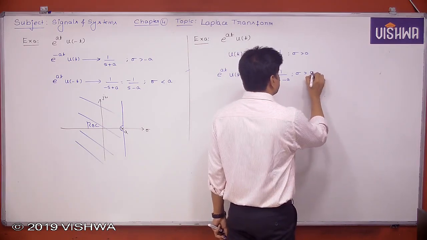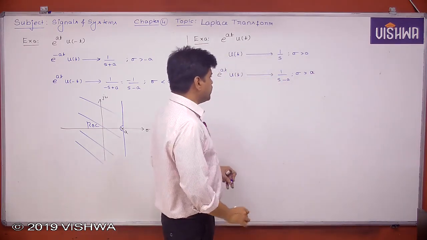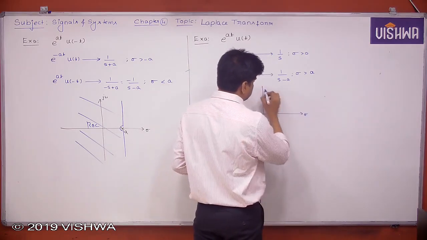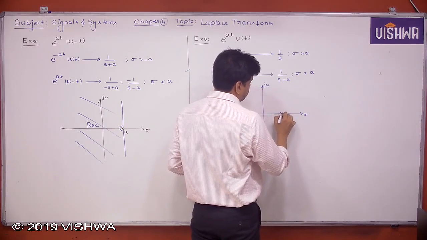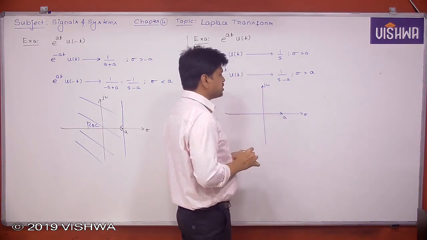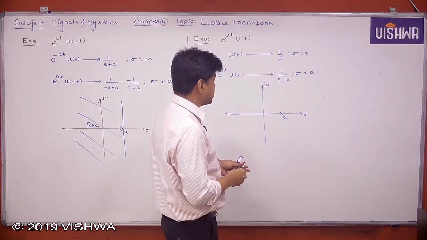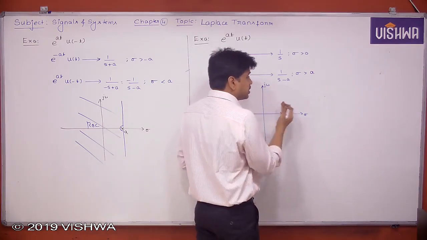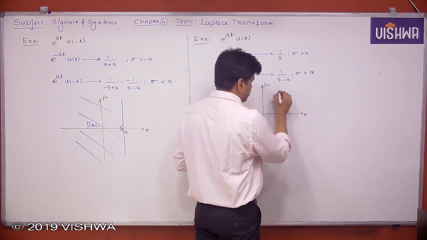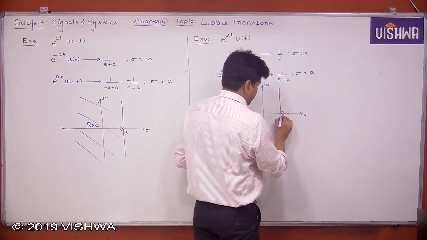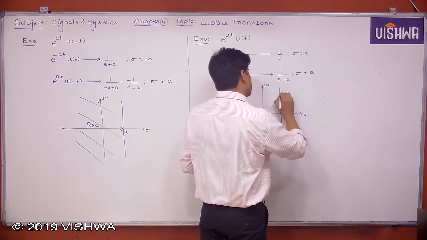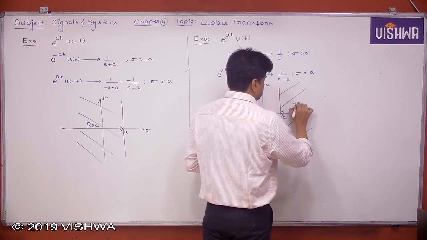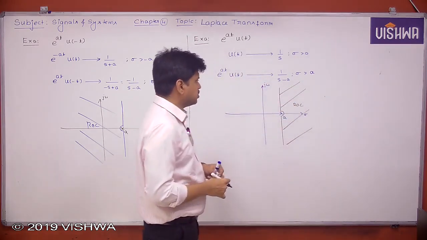Why? What is the pole here? Pole is a. And is it a right-sided signal or left-sided signal? It is a right-sided signal. So we have to take ROC, which is the right side to the pole, or we can say greater than the pole. That's why sigma greater than a. So we will take except a, because ROC should never contain any pole. This is the ROC. Clear? Take it.